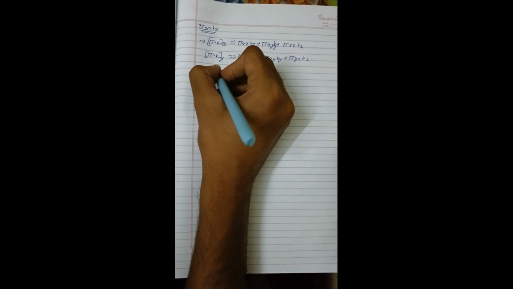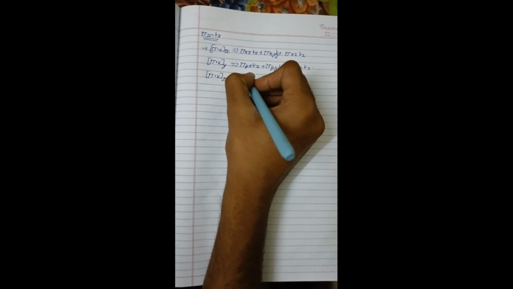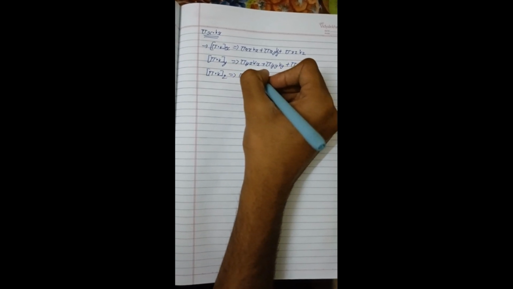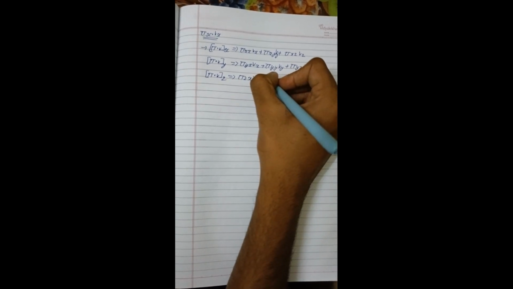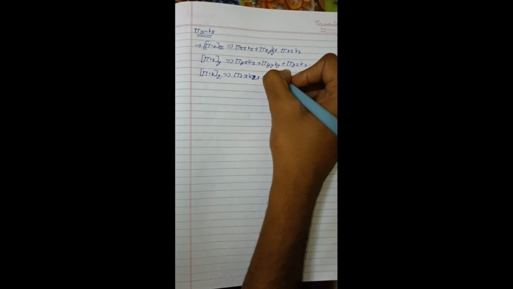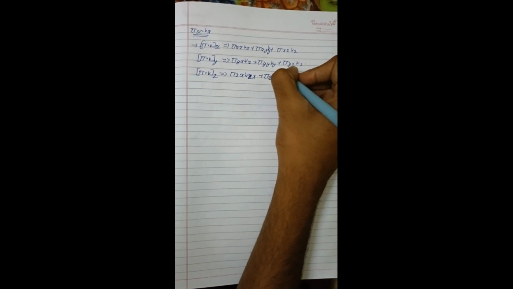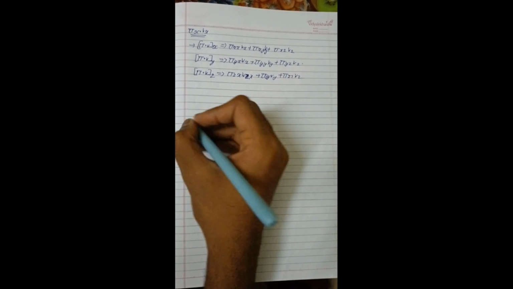Another, we can write it as pi dot v in the z component. We are going to have pi zx into vx. No, it's vx only, vx plus pi zy into vy plus pi zz into vz.